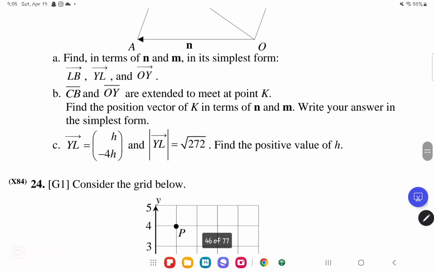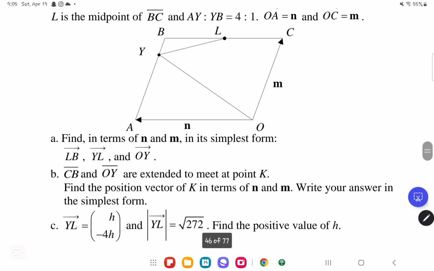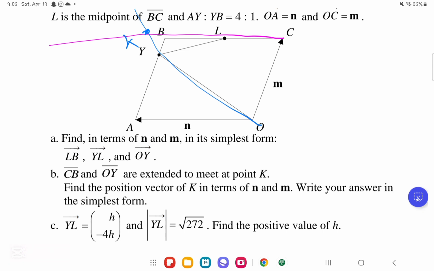Let us move on to part B. In part B, they said CB and OY are extended to meet at a point K. Let us just assume it's like this. I apologize for my bad drawing. They said find the position vector of K in terms of N and M. So they want to find the value of OK.